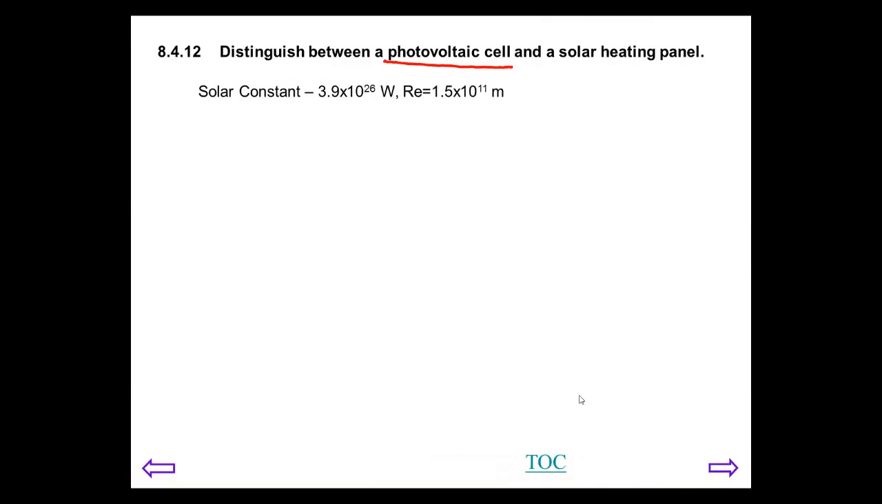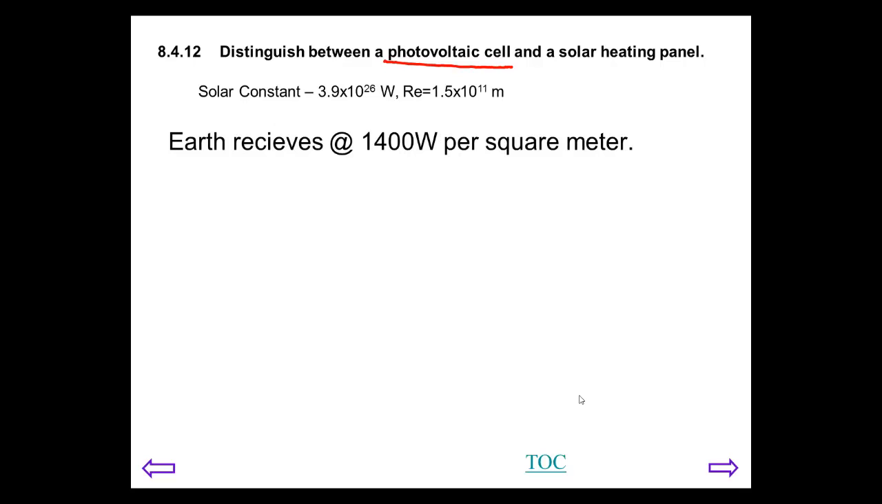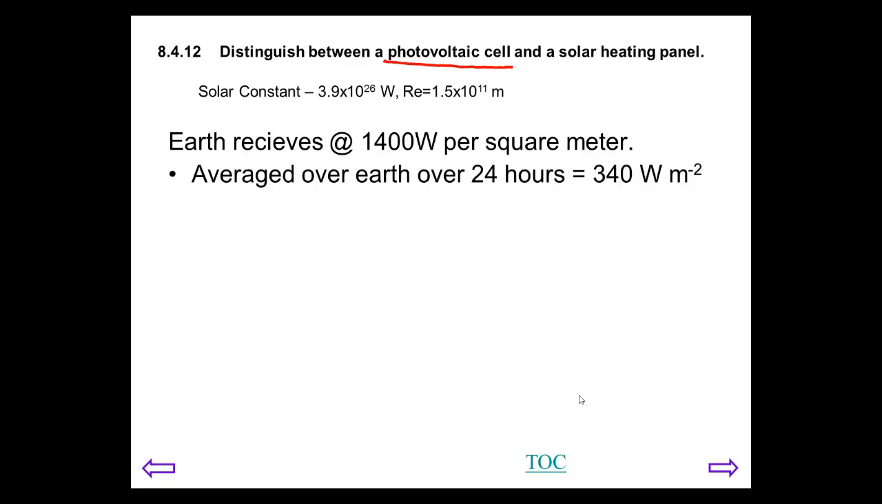We have to distinguish between a photovoltaic cell and a solar heating panel. Now we know the solar constant is 4 times 10 to the 26, with the radius of the Earth's orbit being 1.5 times 10 to the 11 meters. So at best, we receive 1400 watts for every square meter. And when you average over the Earth over 24 hours, it ends up being roughly 340 watts per meter squared.